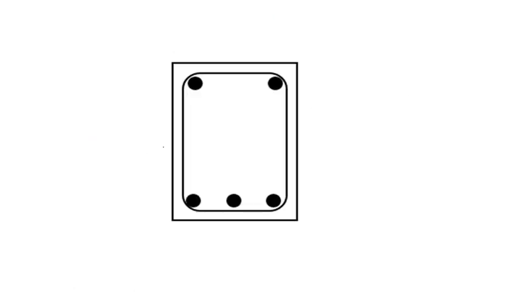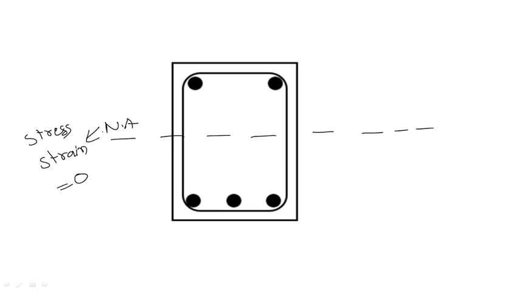I will explain this here. You can see what this is? This is the neutral axis, where stress and strain both are zero. Both are equal to zero at the neutral axis, right?